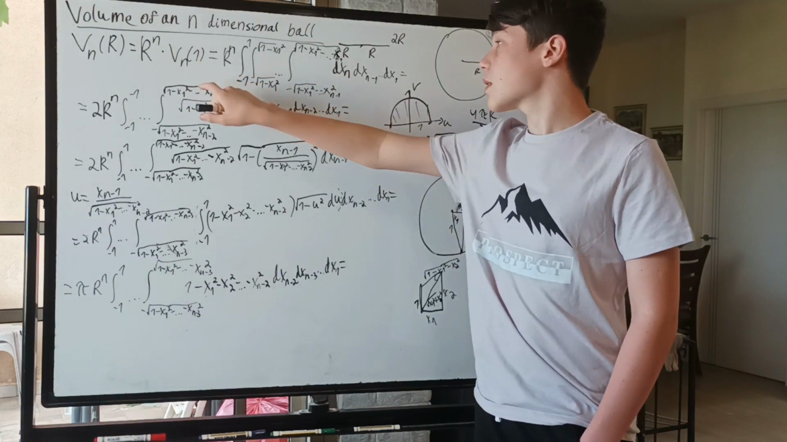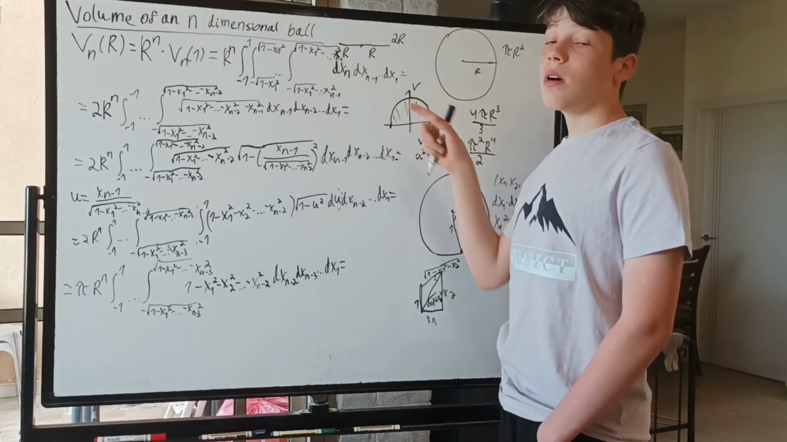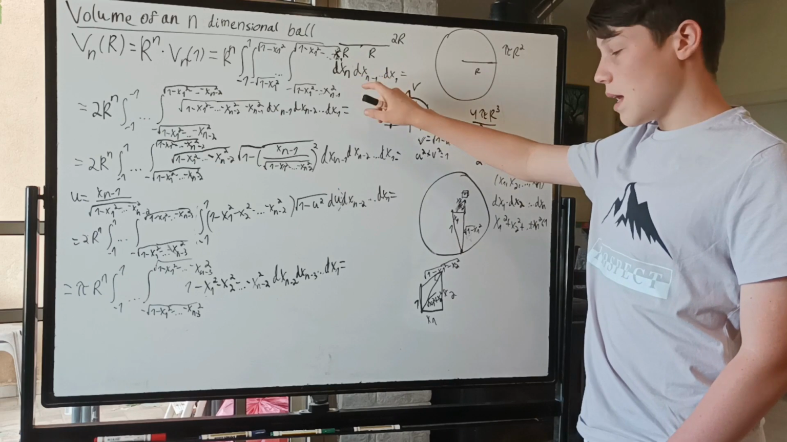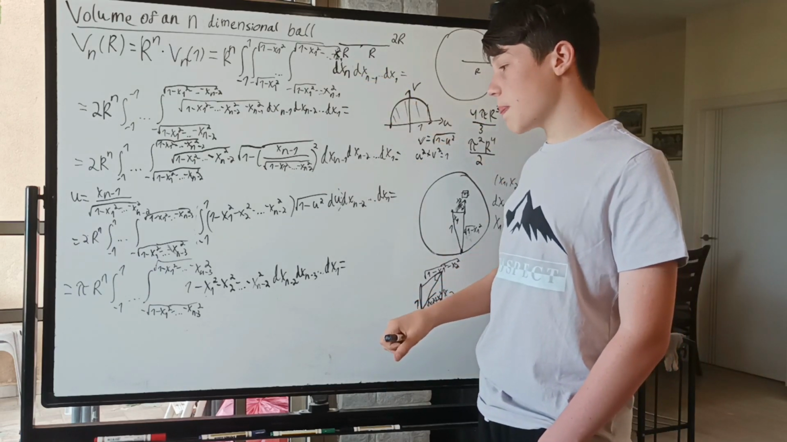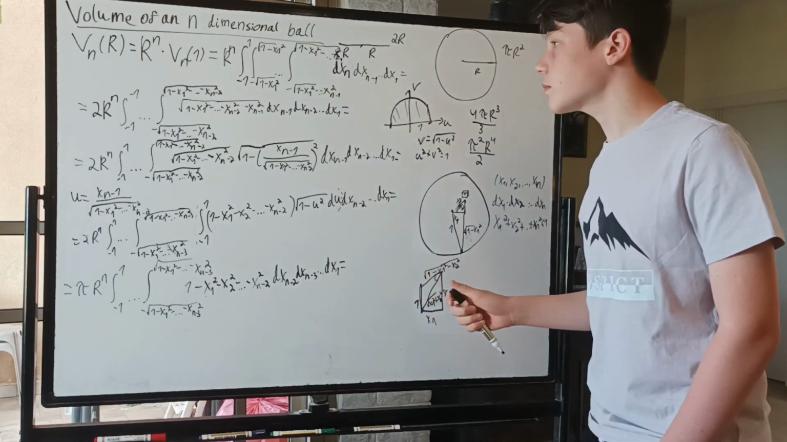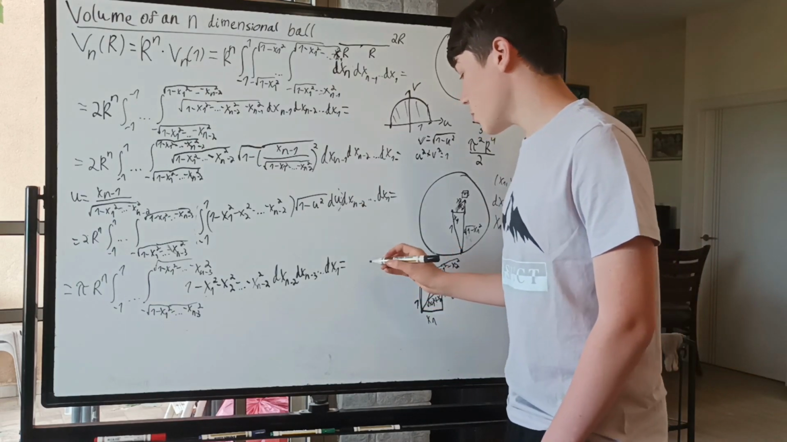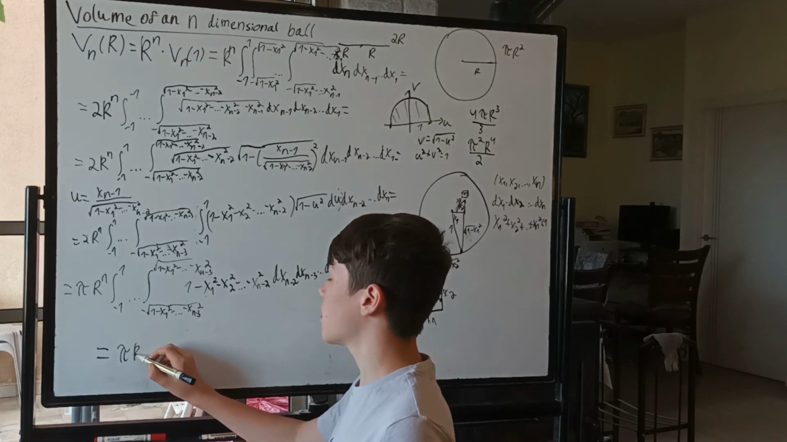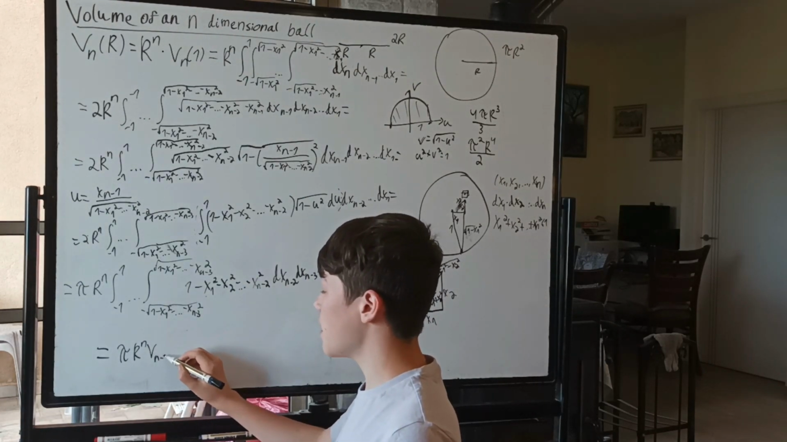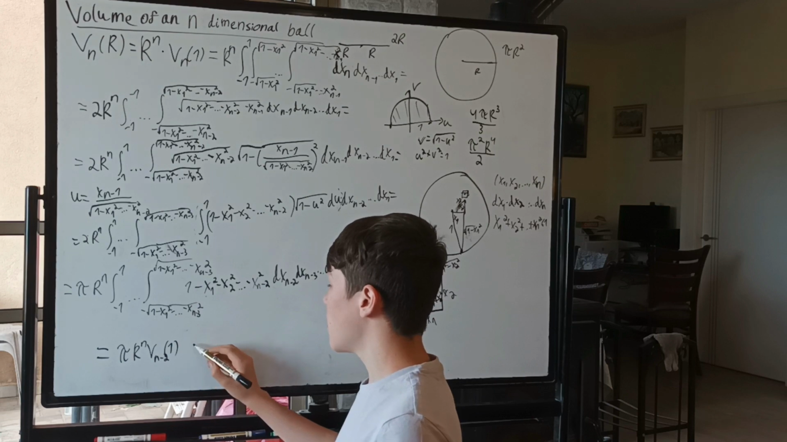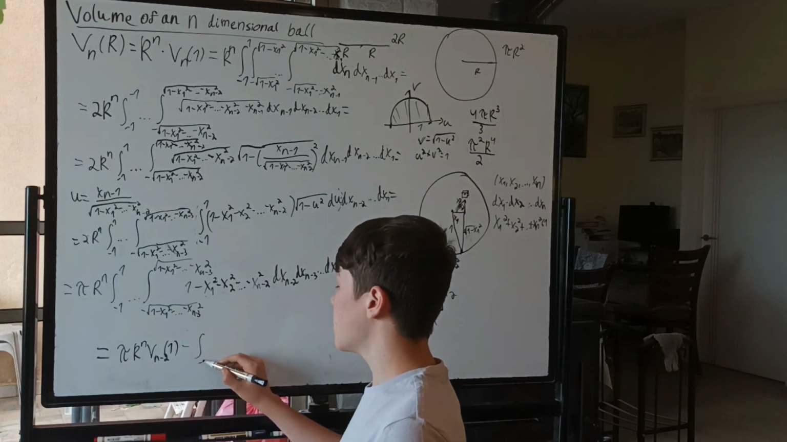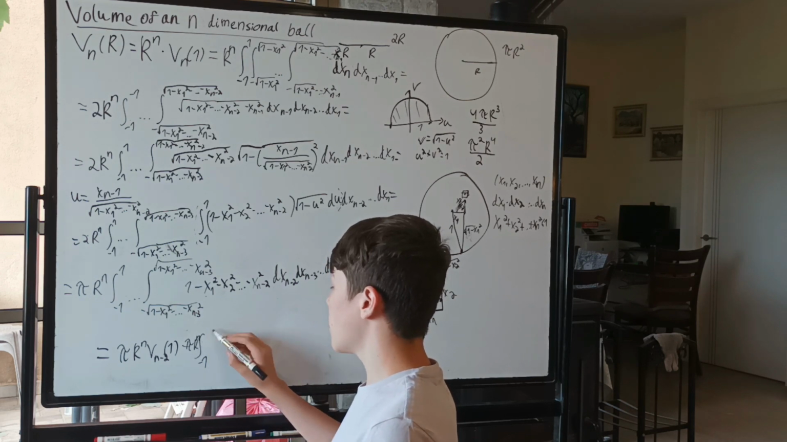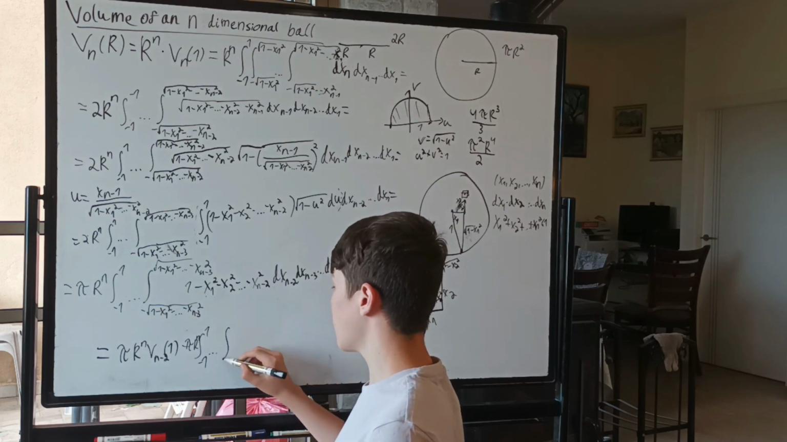Look at this. This is the same, except if we write n minus 2 instead of n, we'll have the exact first part of that sum. And so what we'll actually have is the first bit will be pi r to the n V_{n-2} of 1. And then this is going to be minus an annoying integral.